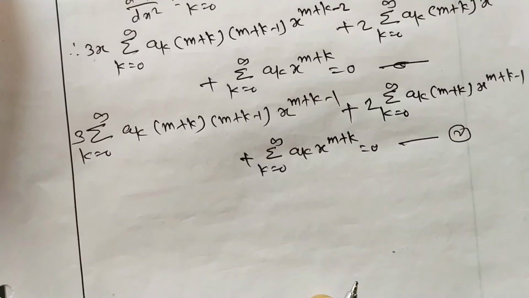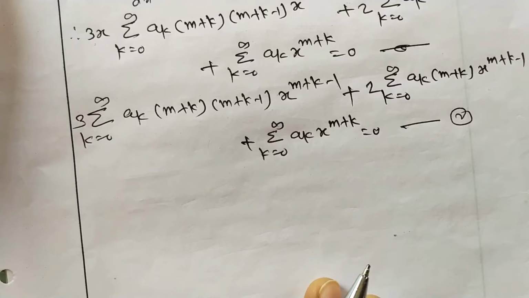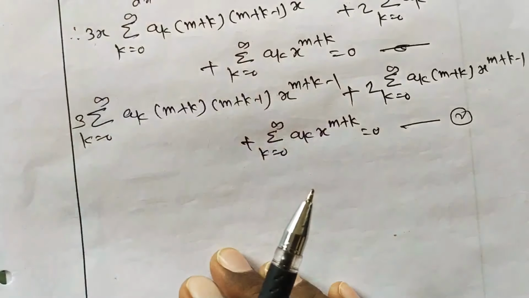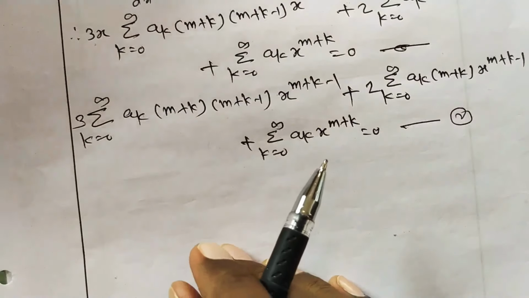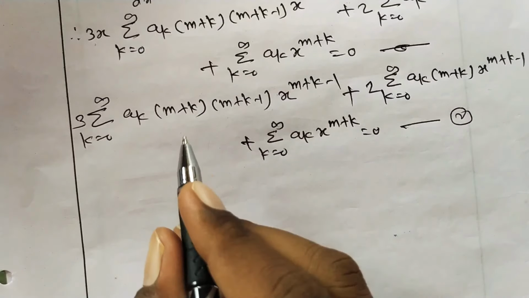Okay, now we have to find the indicial equation. So how do we find the indicial equation? For that we have to equate the coefficient of the lowest degree term.